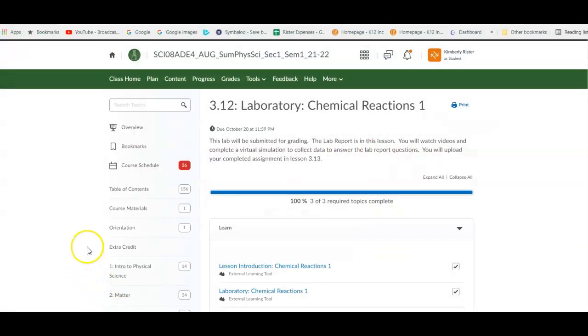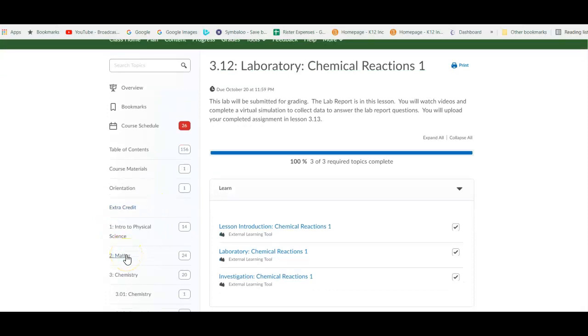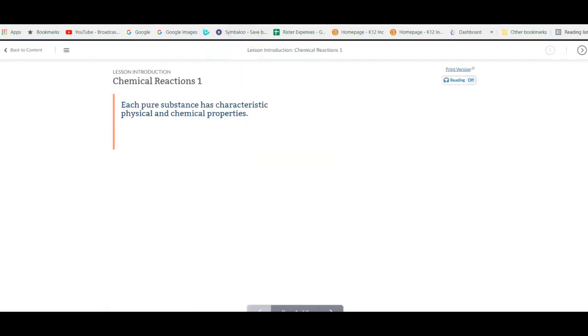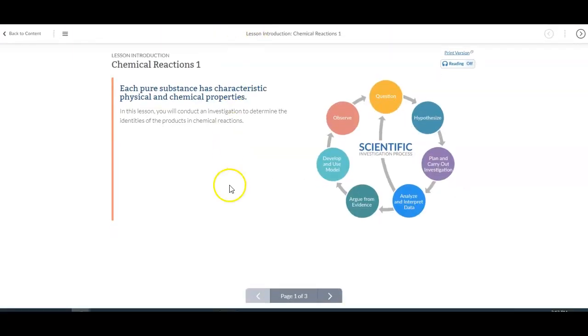So as we go into the lab, let's go ahead and get into the lesson introduction. In this lesson, we're going to conduct an investigation to determine the identities of the products in a chemical reaction. So you can kind of see from there, we're going to do an experiment where the goal is to determine the identity of what is produced in a chemical reaction.